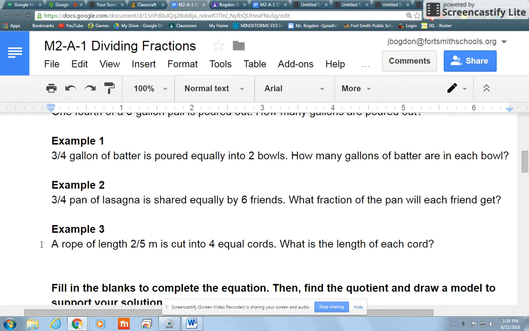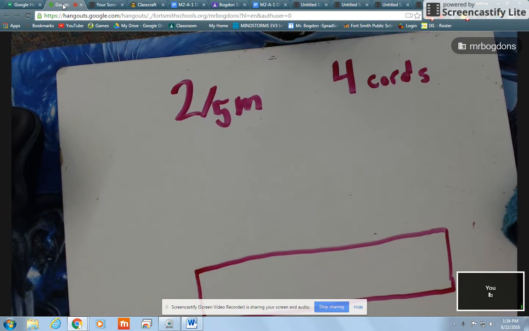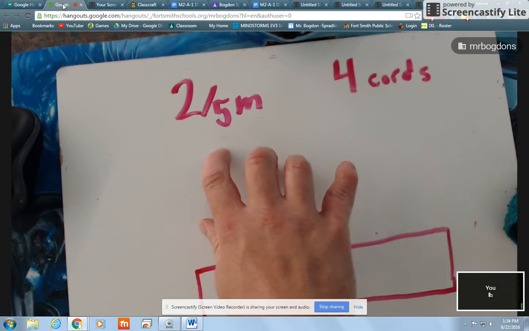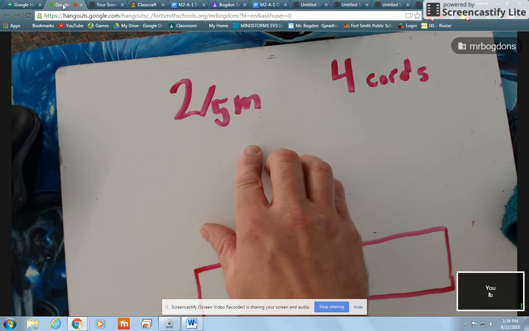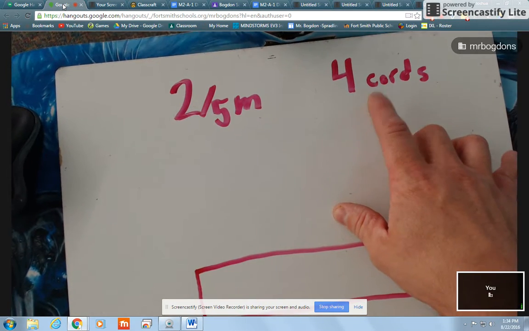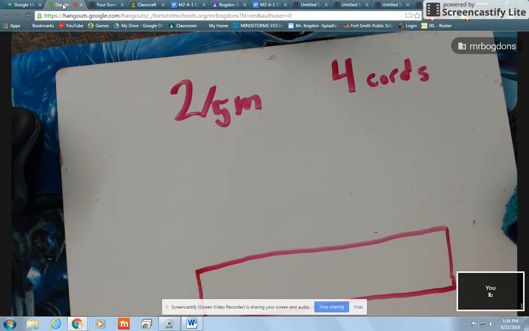Okay. So what we need to do is we need to INT, identify, model, test. Important information. Everyone should have the important information written down. So I hope everyone had 2/5 meters, and I hope everyone understood that we needed 4 cords. So I know that I'm messing around with fractions. I know that I'm messing around with partitioning things into different size pieces. So that tells me I'm probably, in this case, multiplying or dividing.